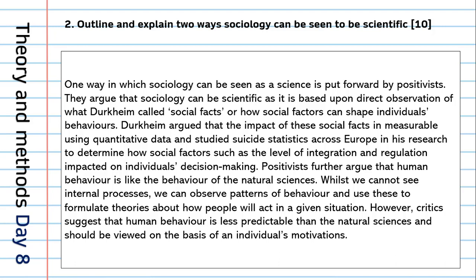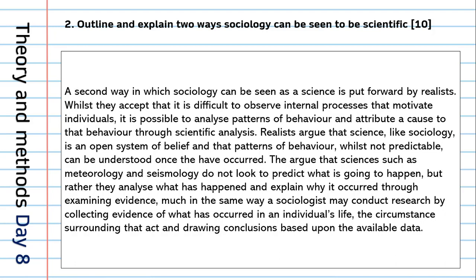A second way in which sociology can be seen as science is put forward by realists. Whilst they accept that it is difficult to observe internal processes that motivate individuals, it is possible to analyse patterns of behaviour and attribute a cause to that behaviour through scientific analysis. So what realists say is that we might not be able to predict why somebody does something, but we can understand why they've done it. We can look at the facts, we can look at the evidence.